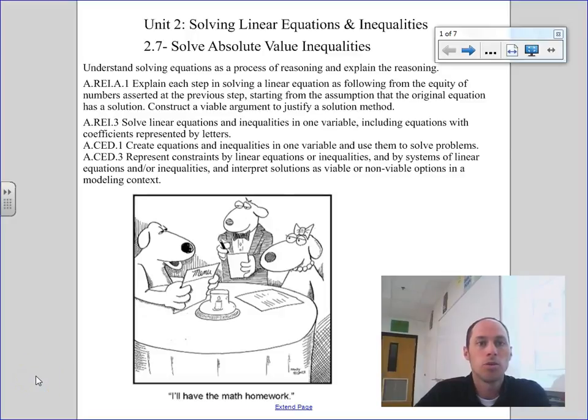All right, welcome to the last lesson in Unit 2, Solving Linear Equations and Inequalities. We're going to combine what we know about inequalities and what we know about absolute value and figure out how to solve an absolute value inequality. So let's get to work on defining an absolute value inequality, what it means, and then get into solving it.